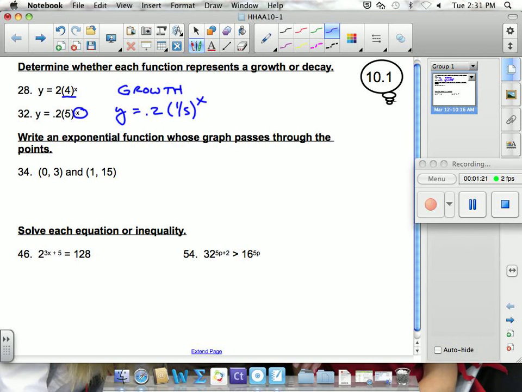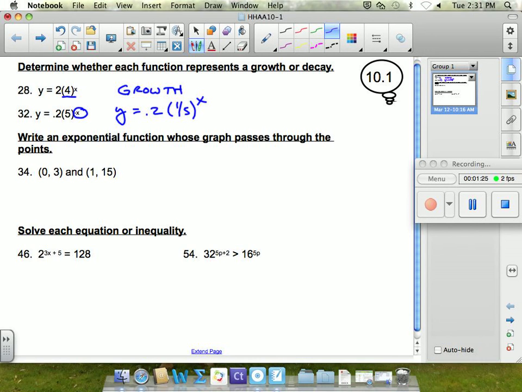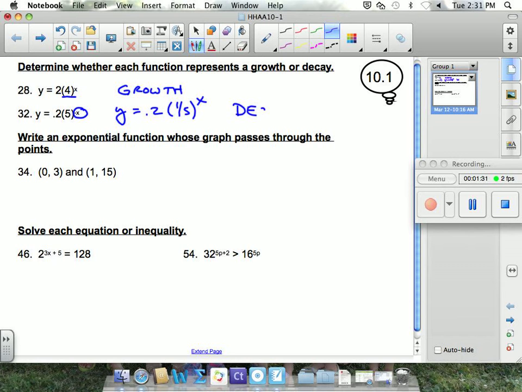And if we go back to the idea of your height, if I'm always multiplying your height by 1/5, you're getting shorter and shorter and shorter. So this is an example of decay.